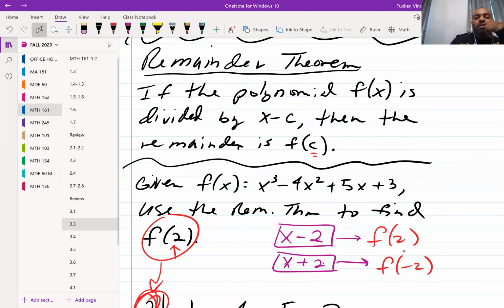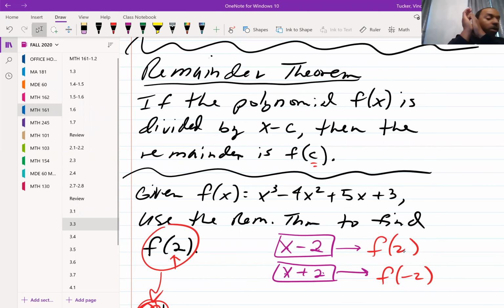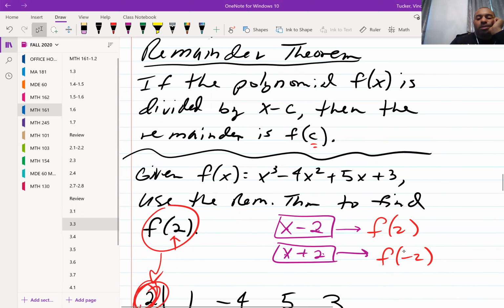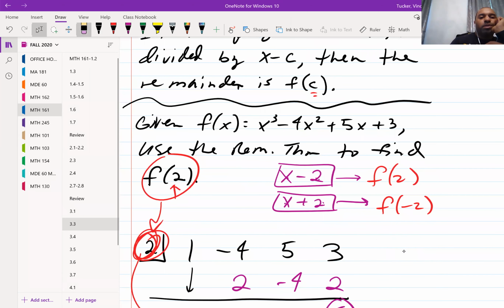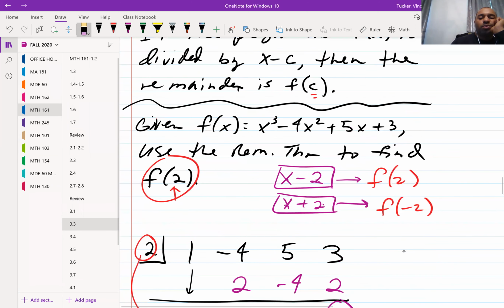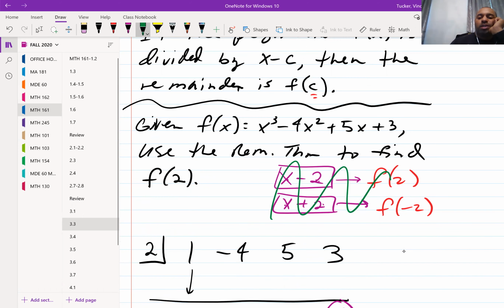All right. Give me a chance to write. So given that f of x is x cubed minus 4x squared plus 5x plus 3, use the remainder theorem to find f of 2. All right. Let me erase this. Don't worry about this. I'll come back to this.